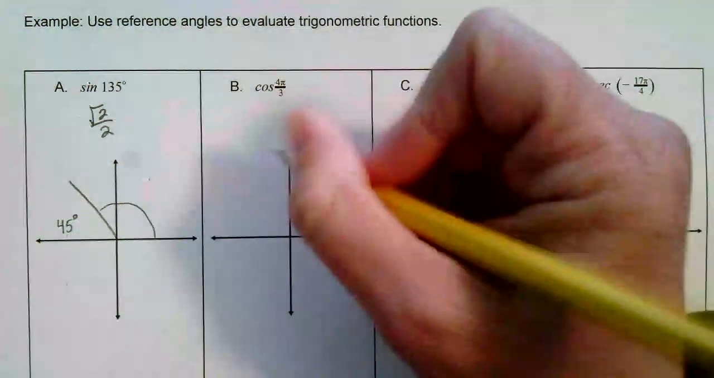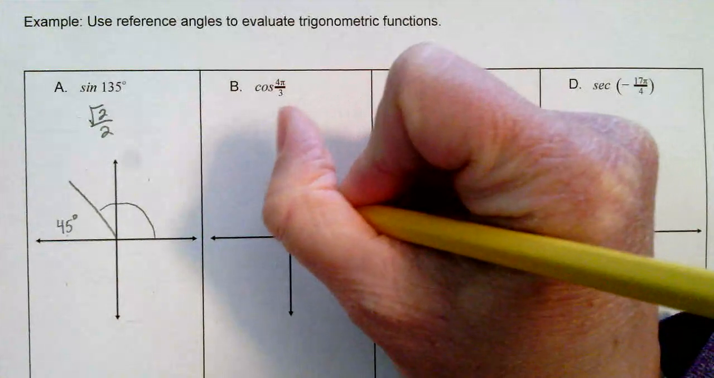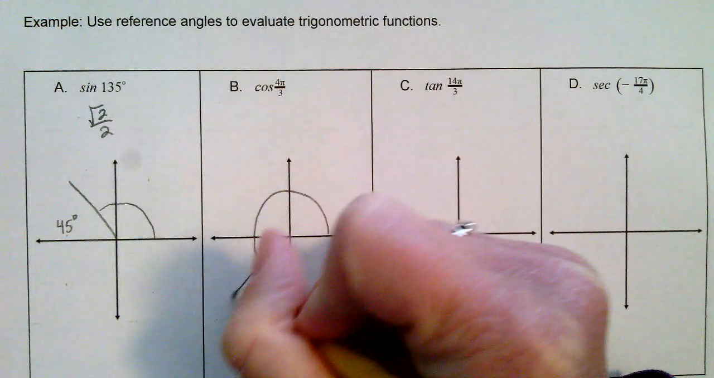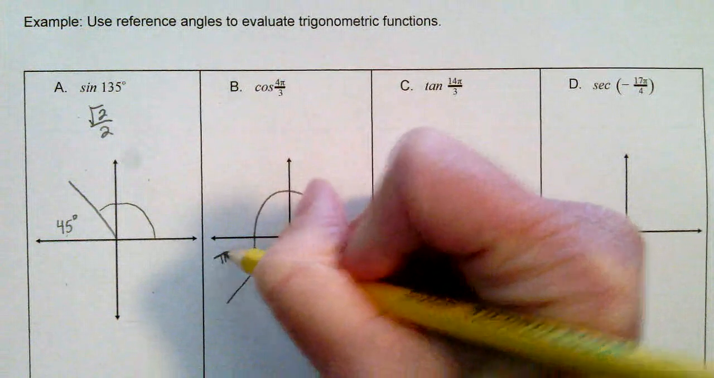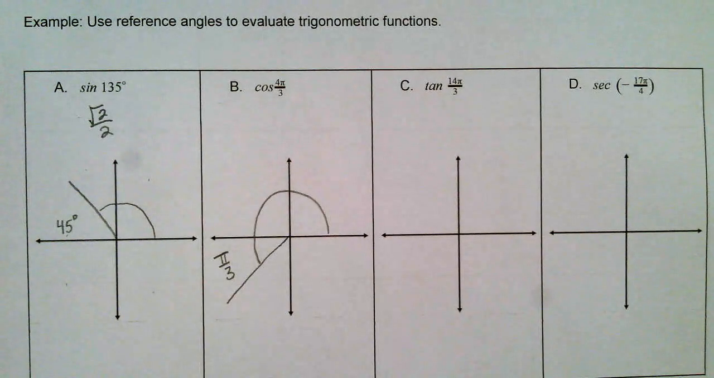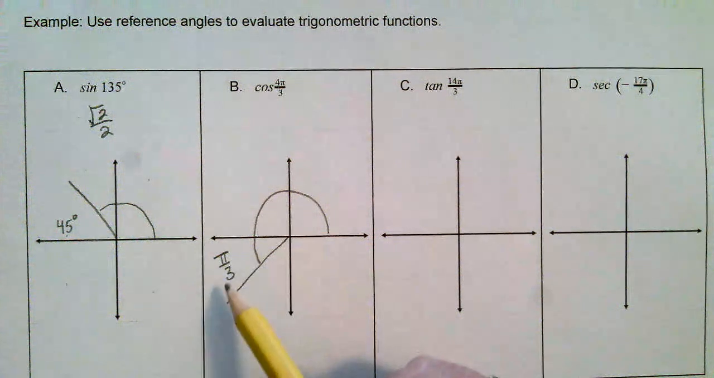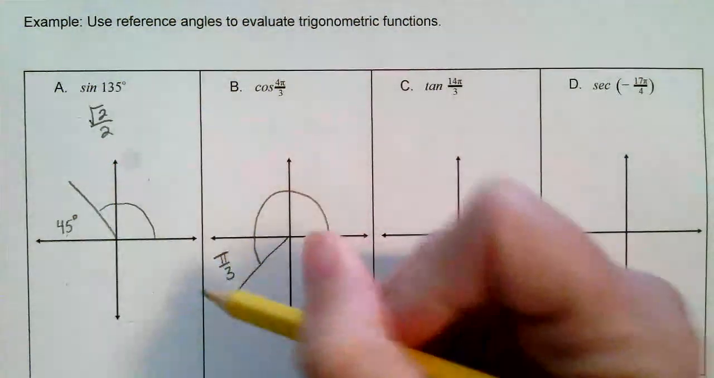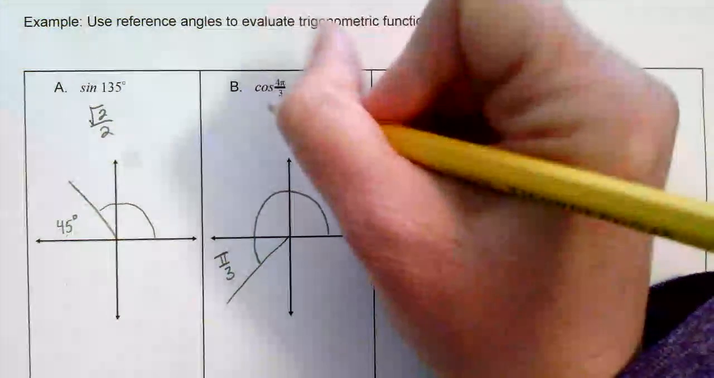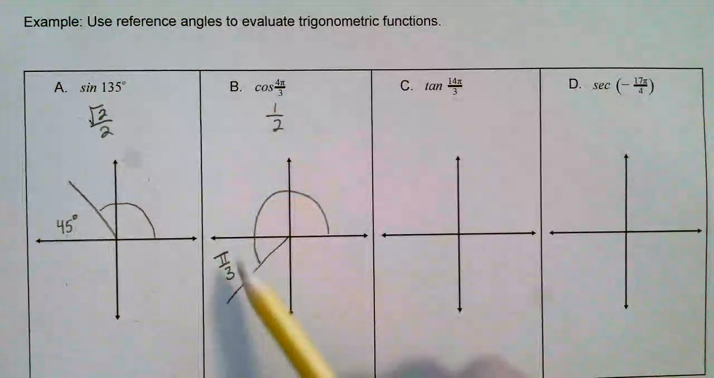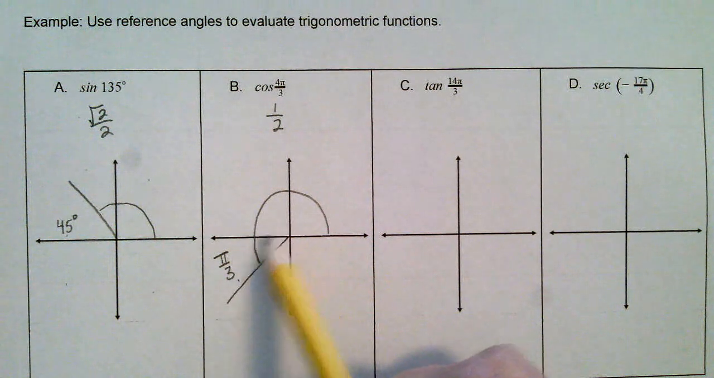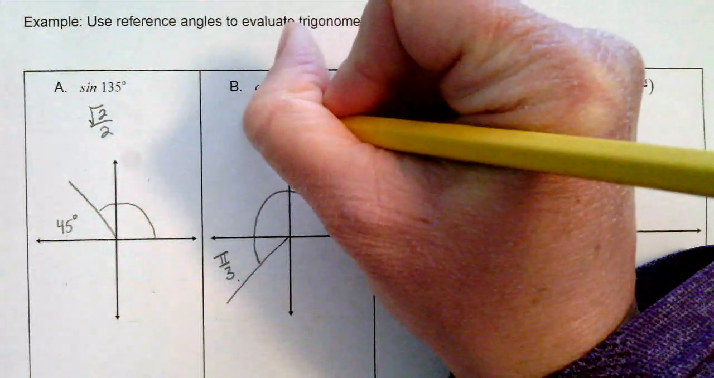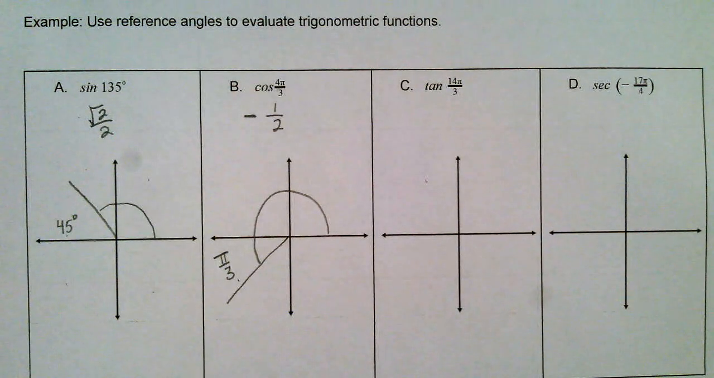So cosine of 4 pi over 3. I draw in 4 pi over 3. Okay, so I can see that my reference angle is pi over 3. I know that the cosine of pi over 3 is 1/2. But I also see that since I'm in the third quadrant, my cosine is my x value. It's going to be negative. So my cosine is going to be negative 1/2.